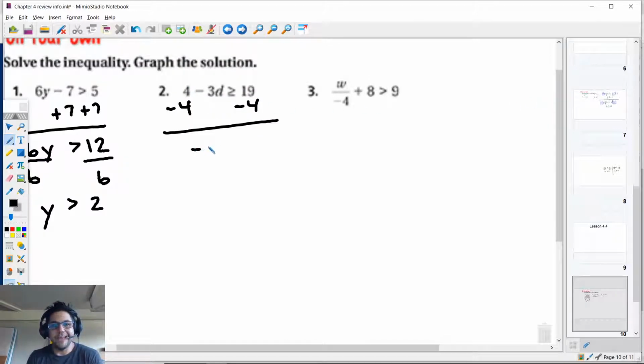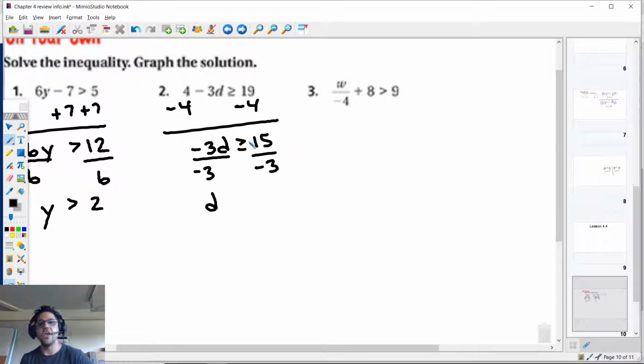So that would be -3D is greater than or equal to 15. Now remember, I see that negative sign. Hopefully you remember to bring that down. I would divide by -3. Now when you divide by a negative, remember you are required, just like on the previous video, to reverse your inequality sign. So this is now less than or equal to. 15 divided by -3 is -5. Closed dot, open to the left.